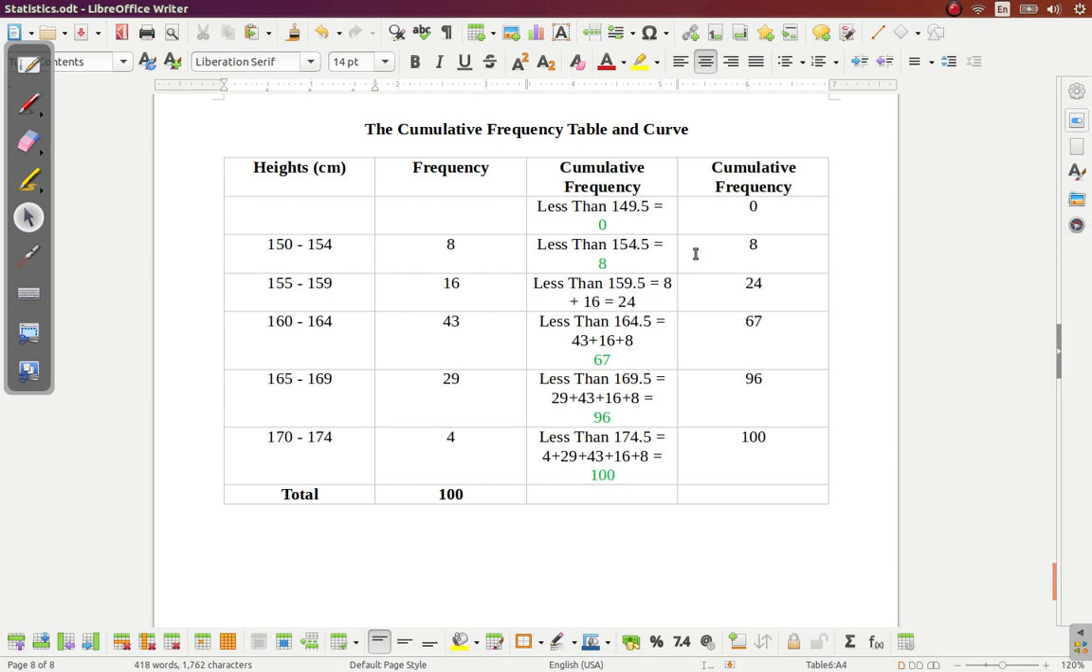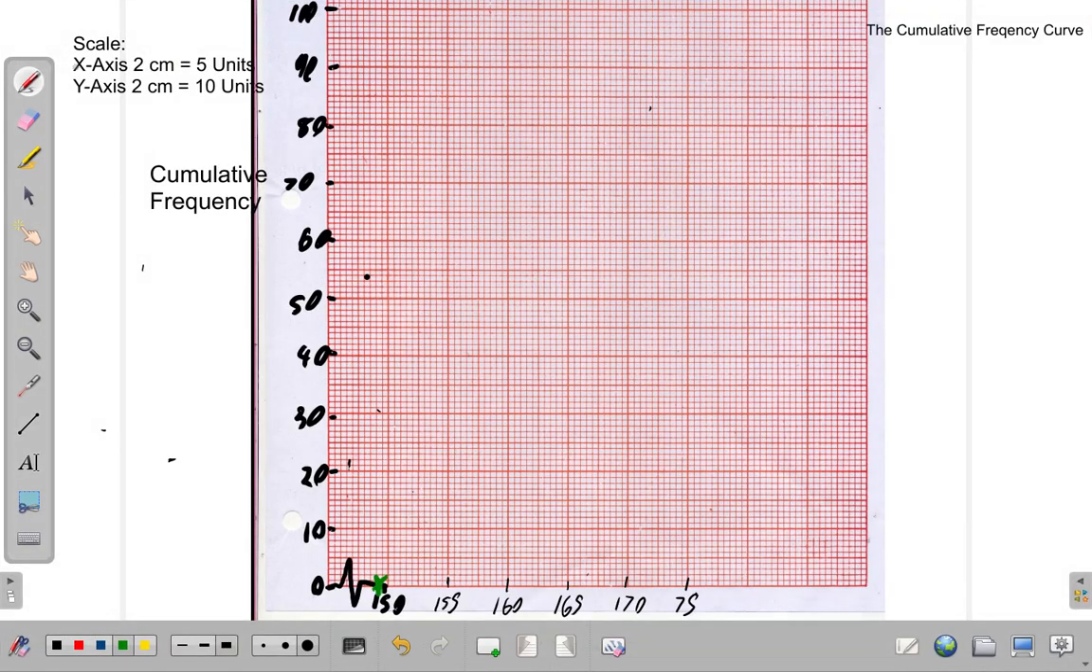So, how many persons were shorter than 154.5? It was 8. Shorter than 154.5 is 8. This is 155. 154.5 means you start just to the left and you go up to where 8 is. Now you want to find 8. From here to here is 10. Halfway up is 5.